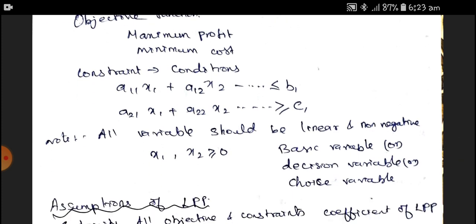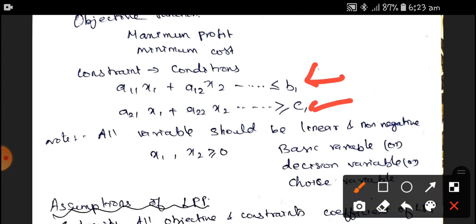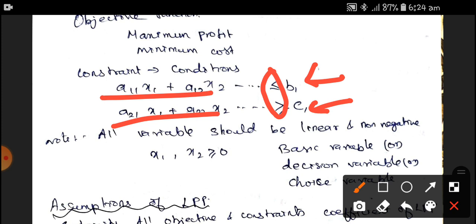And here I have given a mathematical relationship between the constraints: a11x1 plus a12x2, and so on, is less than or equal to b1, or greater than or equal to c1, like that we have given. So, equations with inequality constraints. We have to note one thing: all variables should be linear and non-negative in nature.